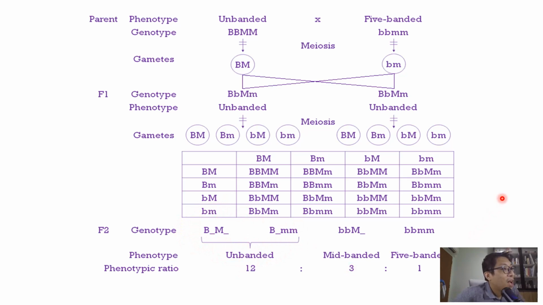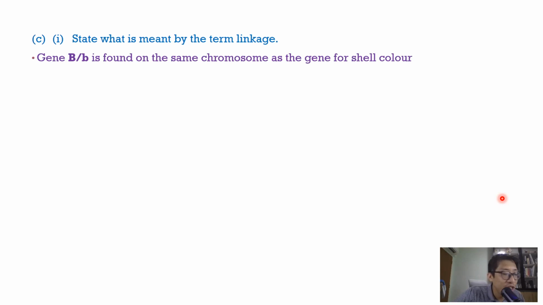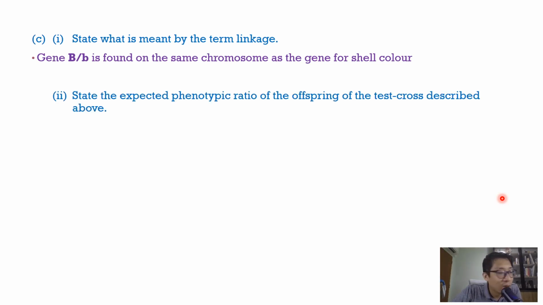Next, it goes back to the autosomal linkage that we have looked at in the previous lecture. The term linkage means that two genes are found on the same chromosome. So in the context of the question, the two genes are gene B as well as the gene coding for the color of the shell. They are found on the same chromosome. So therefore, they are not inherited independently. There's no independent assortment between the two genes.